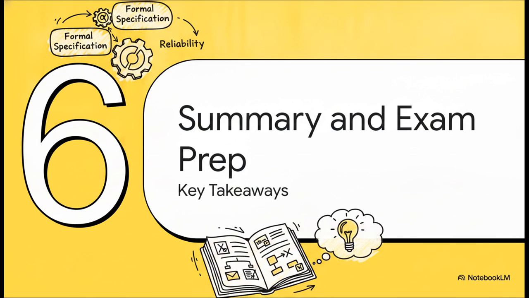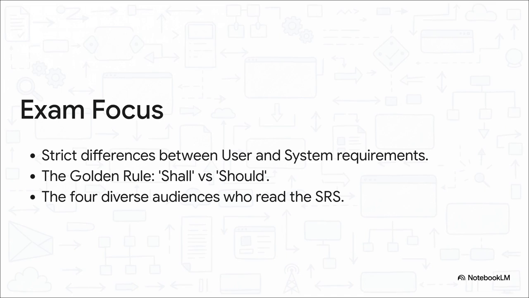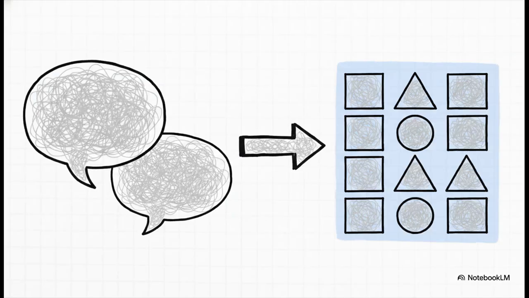Let's wrap up today's lecture by summarizing our key takeaways and focusing on your exam preparation. If you're cramming your notes tonight, here are the absolute most important concepts to memorize for your tests. First, you must be able to define the strict differences between user requirements, which are broad and non-technical, and system requirements, which are detailed engineering blueprints. Second, memorize that golden rule of natural language. Shall is mandatory, should is desirable. Finally, be able to list and explain the 4 diverse audiences who read the SRS document: customers, managers, engineers, and testers. If you take away literally one thing from this entire chapter, it's this.